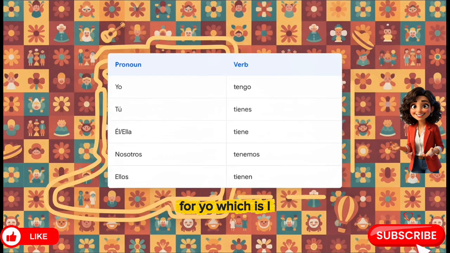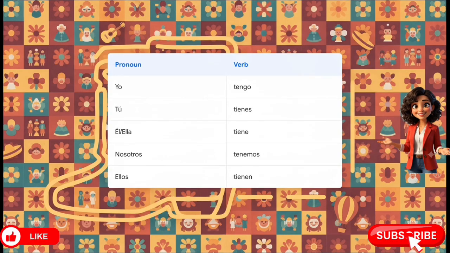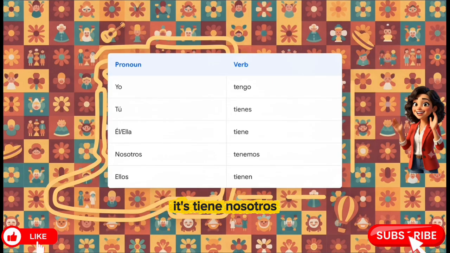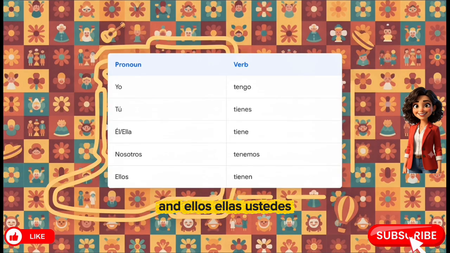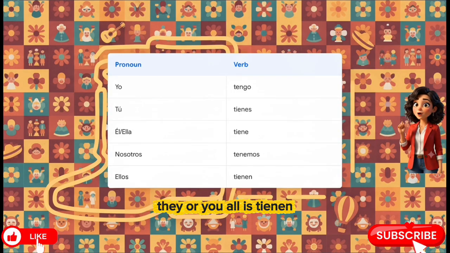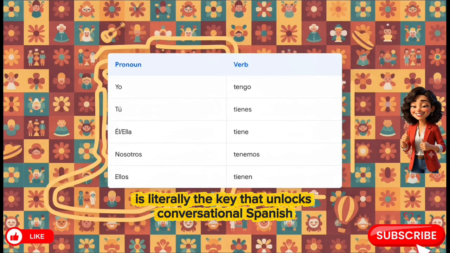For yo, which is I, it's tengo. For tú, you informal, it's tienes. For él, ella, usted, he, she, or you formal, it's tiene. Nosotros, we, is tenemos. And ellos, ellas, ustedes, they, or you all, is tienen. Internalizing this structure is literally the key that unlocks conversational Spanish.